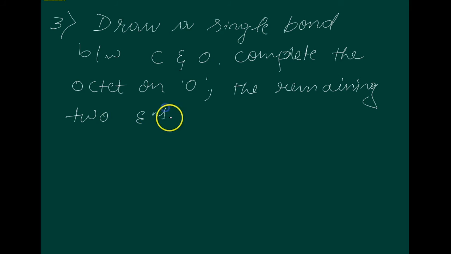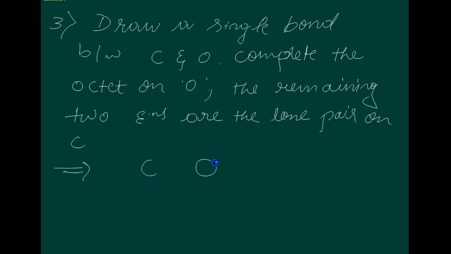The remaining two electrons are the lone pair on C. I will write here: this is the carbon and this is oxygen. This is the skeletal structure, the second step we discussed. In carbon, you know there are 4 electrons, 1, 2, 3, 4, and in oxygen there are 6 electrons, 1, 2, 3, 4, 5, 6.